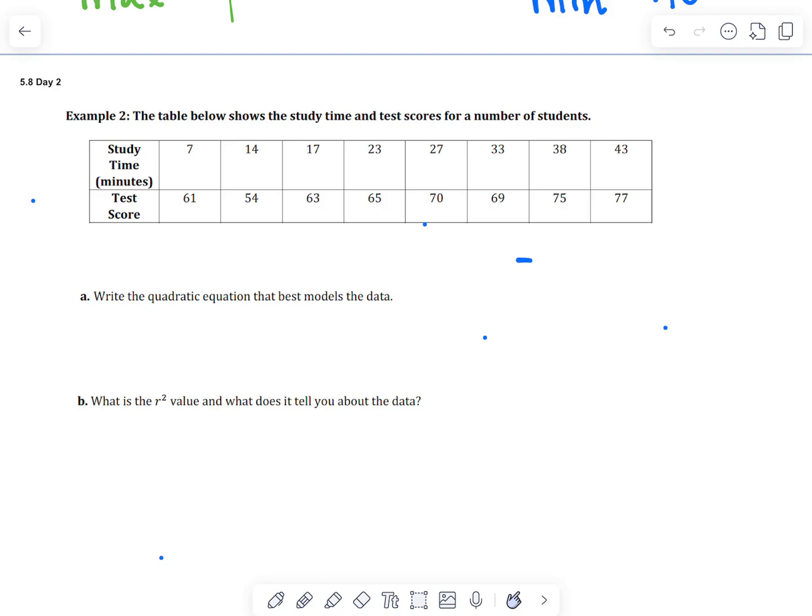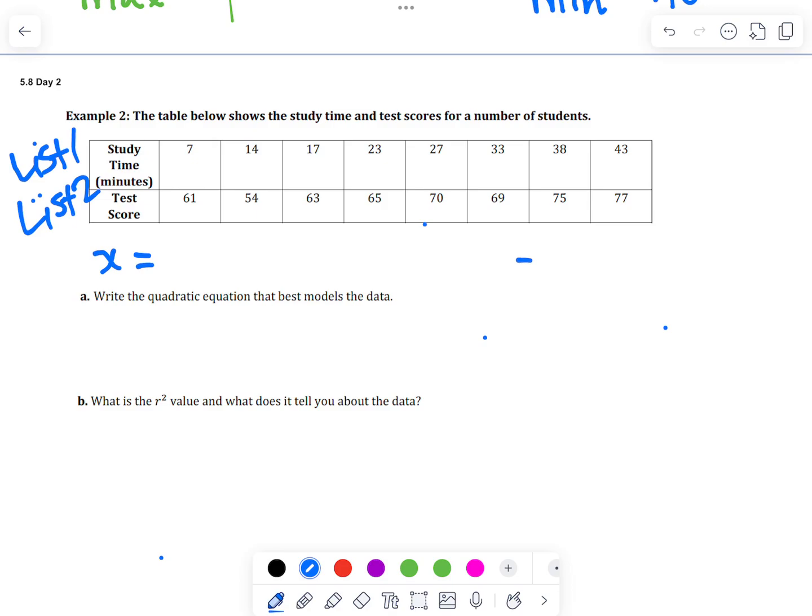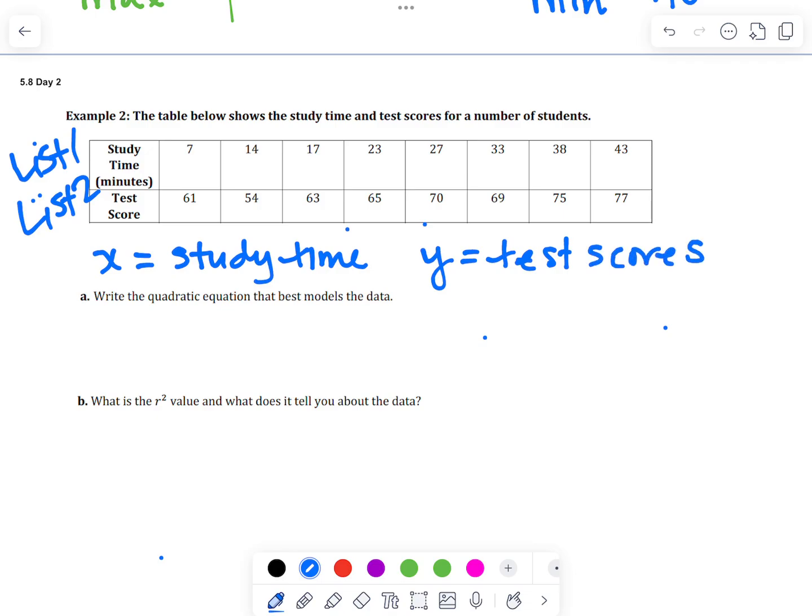Here's a second example showing the table of study times and test scores for a number of students. So when we use our graphing calculator, this will be our list 1 values, and that'll be our list 2 values. So our X will be study time in minutes, and then our Y will be our test scores. So we enter in our graphing calculator.